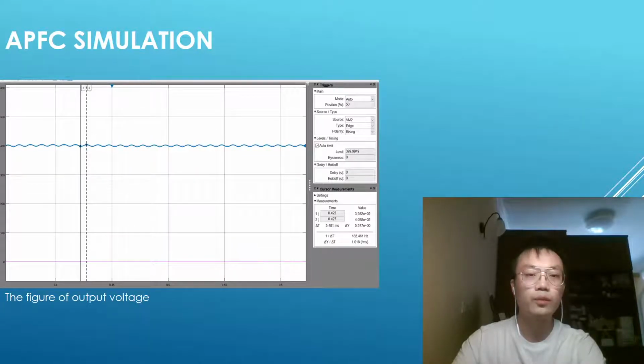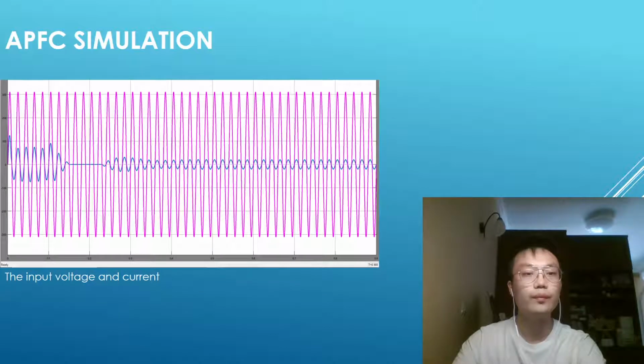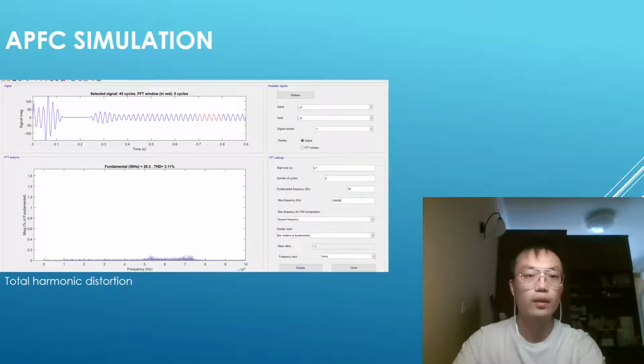From the output voltage figure we can observe that in steady state, the ripple of the voltage is small enough to be regarded as DC voltage. In this input voltage and current figure, blue represents the current and purple represents voltage. We can see that surge current is largely decreased. From this figure, we can observe that the THD is lower than 5% and meets the demand.